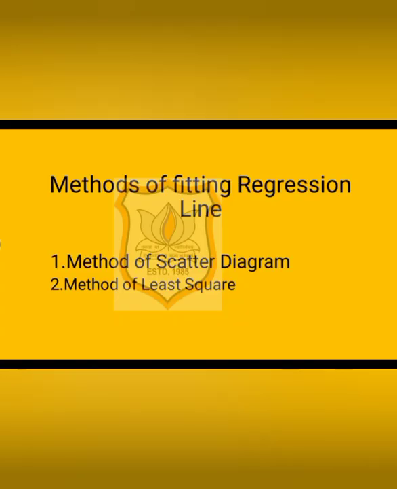Now what are the methods of finding the regression line? There are two methods of finding the regression line. First is the method of scatter diagram and the second is the method of least squares. Now let us see what is the method of scatter diagram.